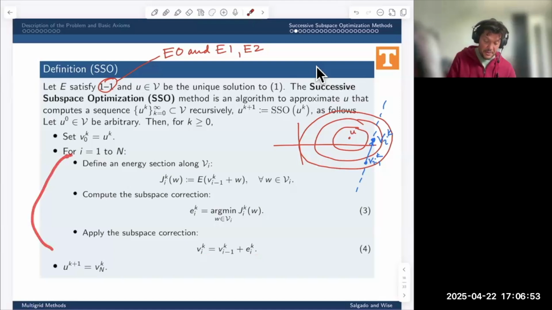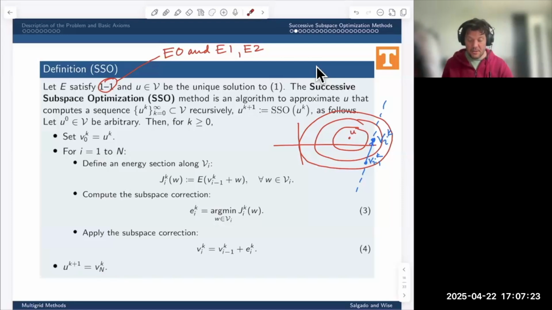Now we go back up to the top of the loop and do that all over again. How many optimization problems are we going to solve? Exactly n optimization problems. Once we get all the way to the end, we solve for I equals n, correct our last one, and get VNK, and that's what we call UK plus 1. So the subspace optimization method is a pretty simple type of method.